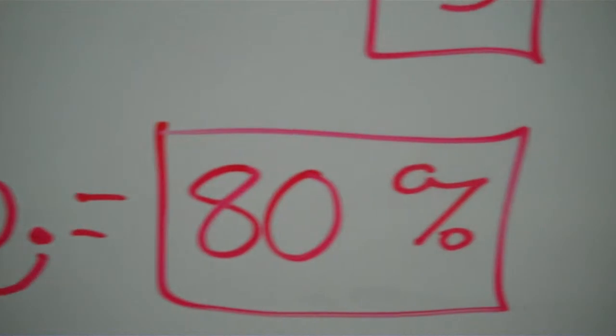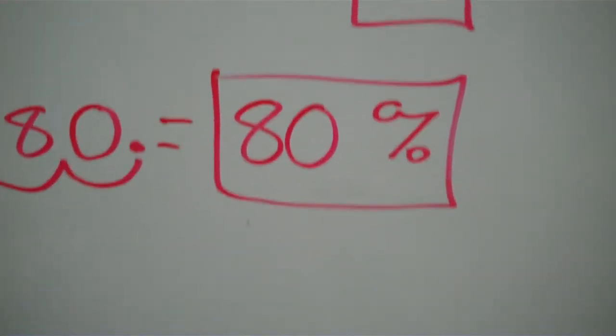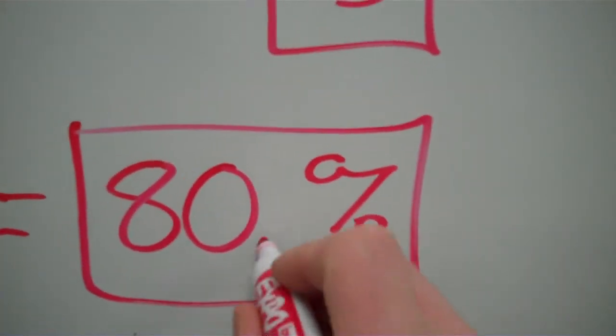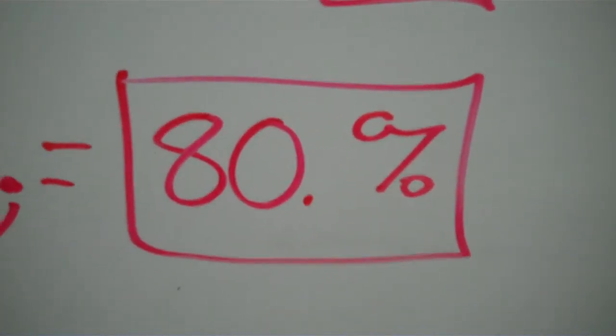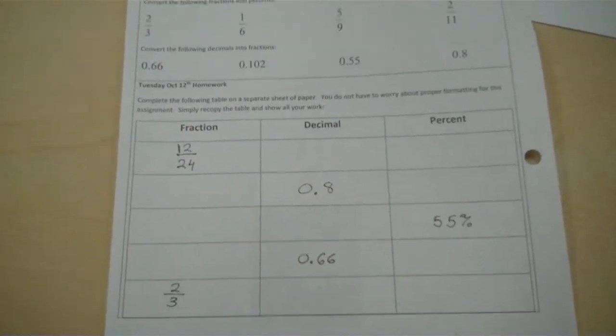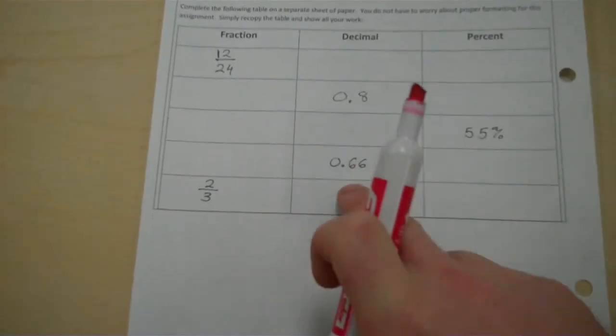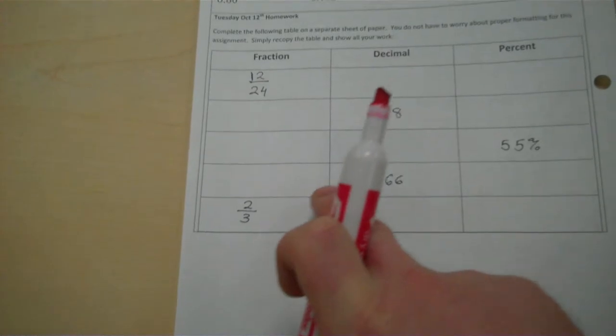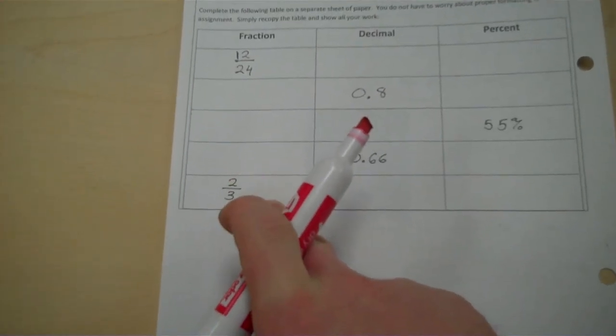If you kept the decimal point there, I'm not going to be too upset about that. You just tell me that you have 80 and nothing else. It's the same thing as that. No worries. So you're going to do that for all of your problems here tonight. I did the second row for you. You do it with 12/24, 55%, 0.66, and 2/3. These two are going to look awfully similar. This is a repeating decimal though, so be very careful. Good luck tonight.